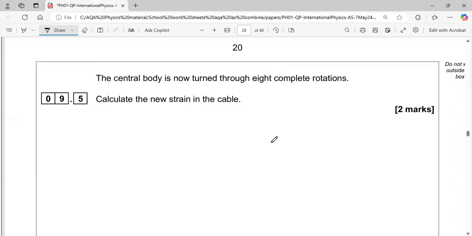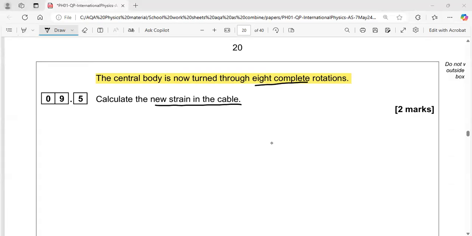The next one is, the central body is now turned through 8 complete rotations. Now the central body is rotated 8 times. So calculate the new strain in the cable. So you have to tell what is the new strain in the cable.